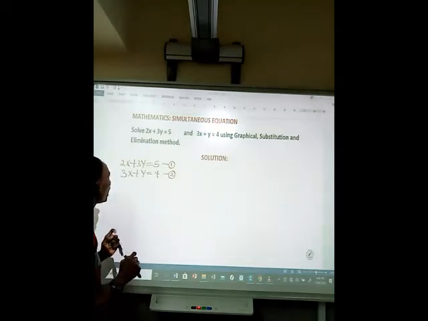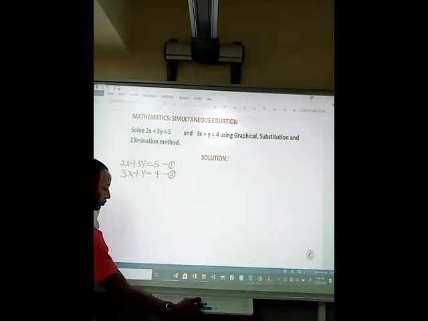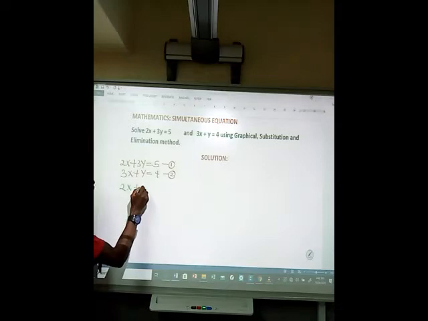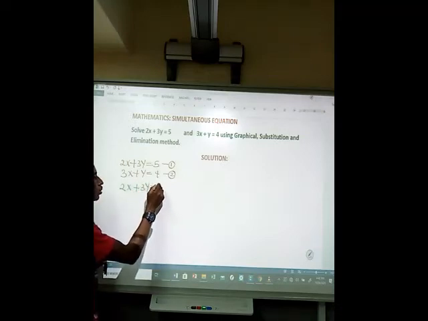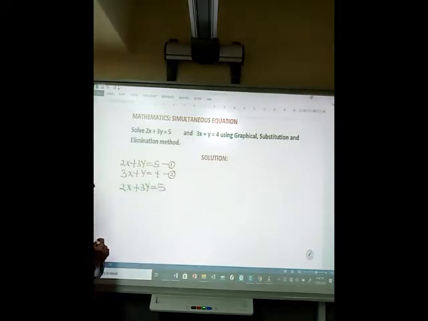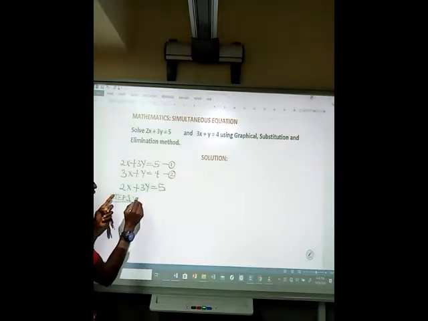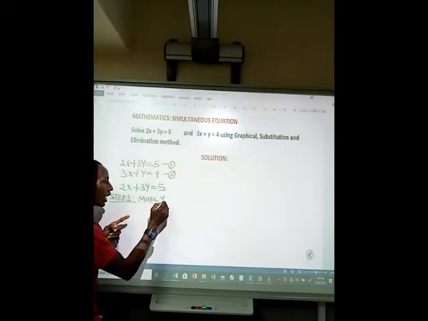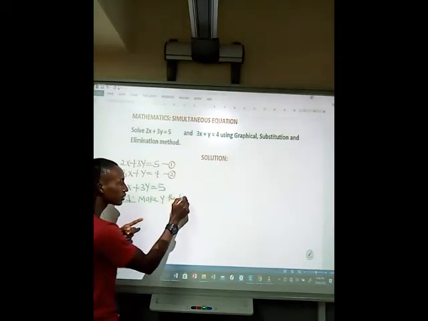Now let us consider equation 1. Equation 1 says 2x plus 3y equals 5. Now, step 1. All you need to do in step 1 from this equation is to make y the subject of the formula. Make y the subject.